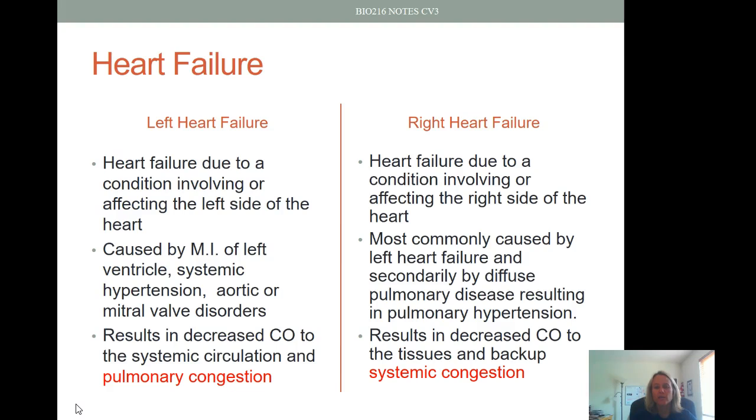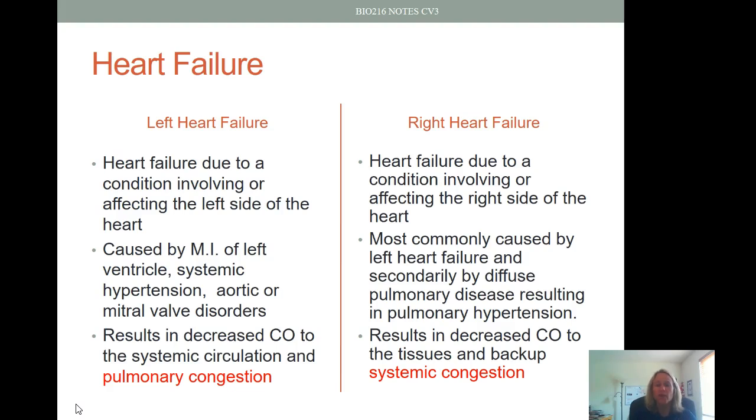Right heart failure is going to be due to a condition involving the right side of the heart. The most common cause of right heart failure is actually left heart failure. So if you think about it, when the left heart fails, blood backs up into the pulmonary circulation. That's going to cause pulmonary hypertension, and then that's going to make the right heart work harder to pump blood against that higher pressure, and that will eventually cause the right heart to fail.